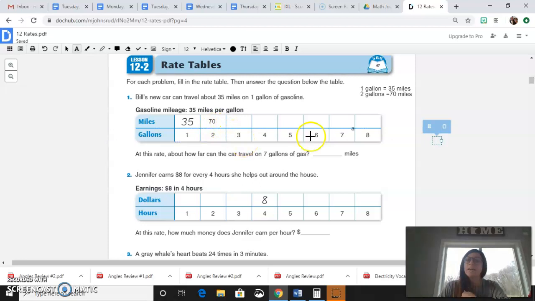Okay, so then for 3 gallons, you're going to have to do 3 times 35. Then for 4, the same thing. If you have 4 gallons of gas and it's 35 miles per gallon, you're going to have to do 4 times 35, 5 times 35, and so on to get your answers up here.